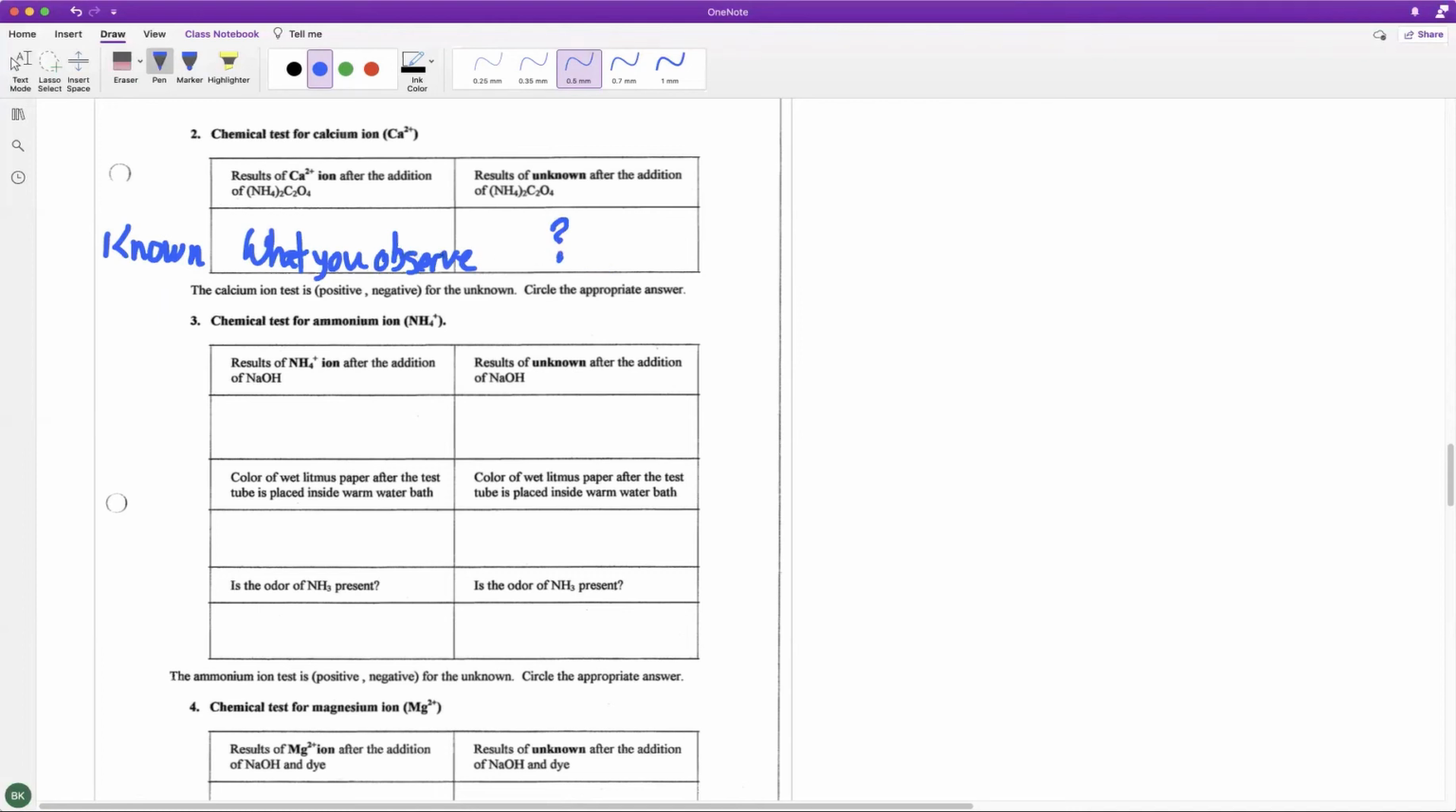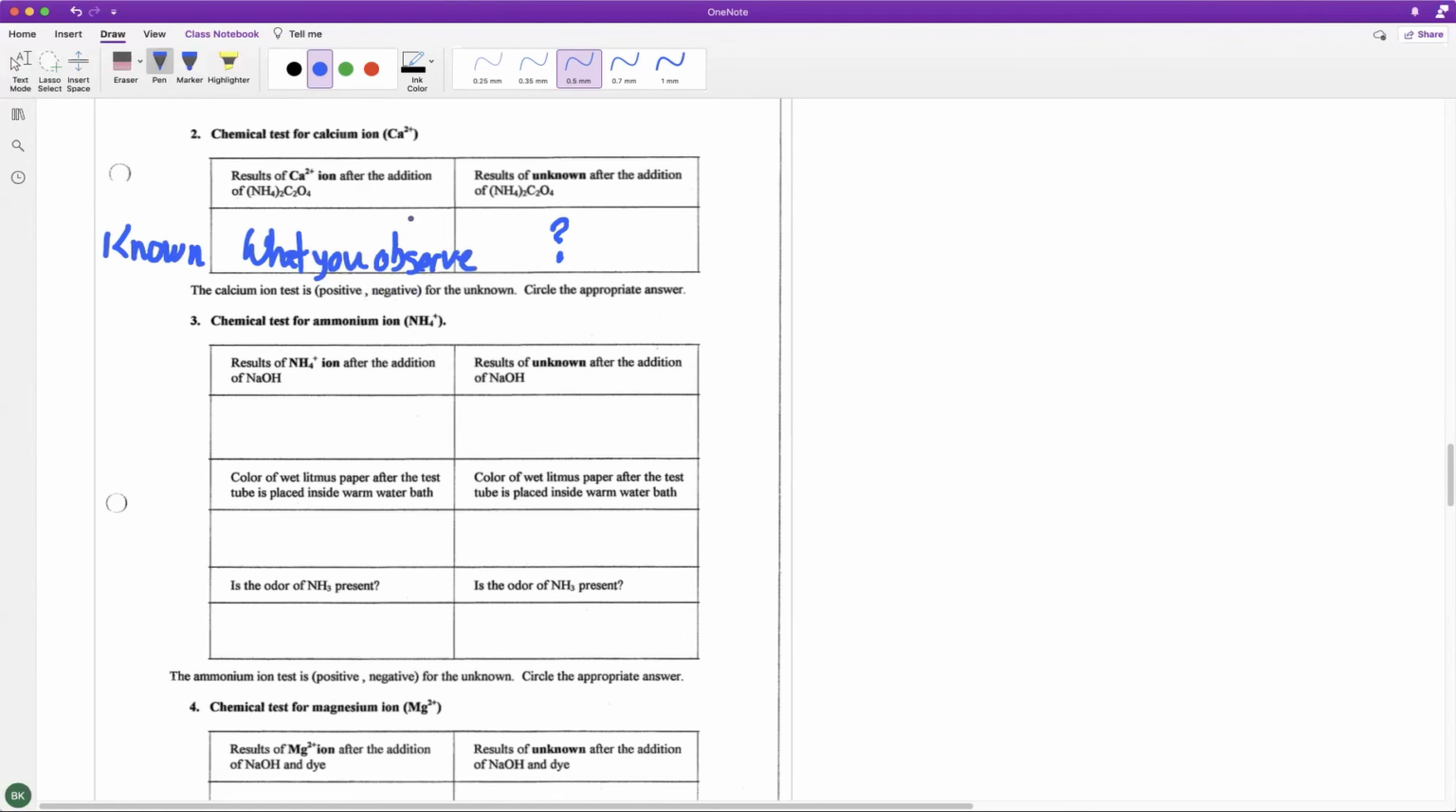something different? So if it reacts the same way as the known, then you would say down here that it's a positive test. That means I have that specific ion. And if it does something that's different than the known does, then that's a negative test, meaning I don't have that specific ion. So you're going to do this for each one of your different ions. You're going to do these tests. You're going to say, is that a positive test or a negative test?